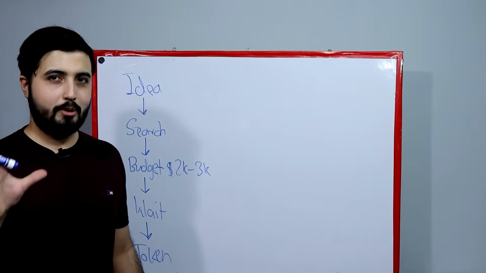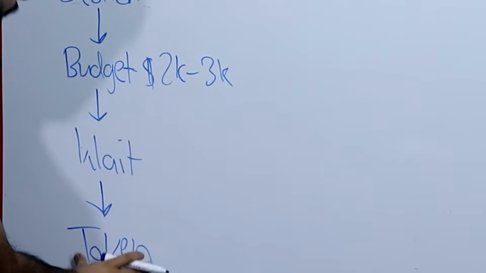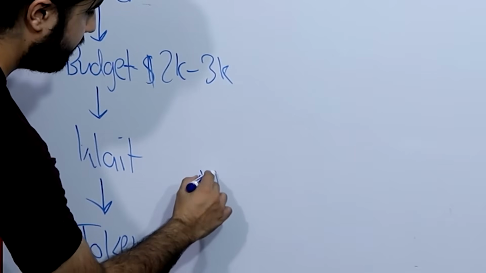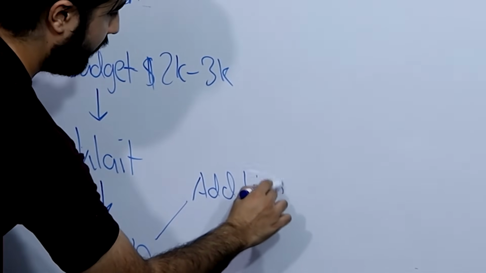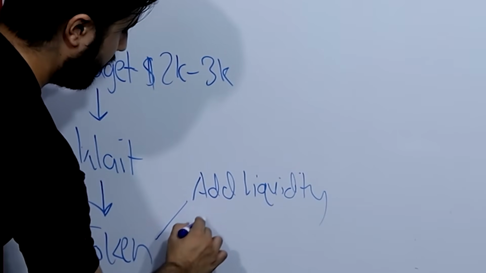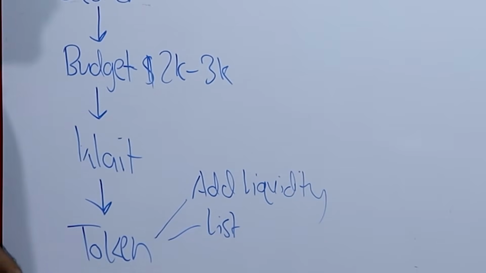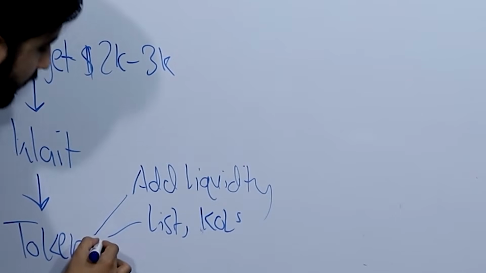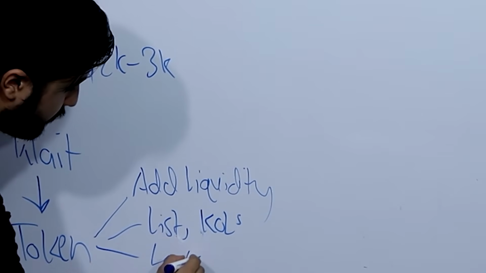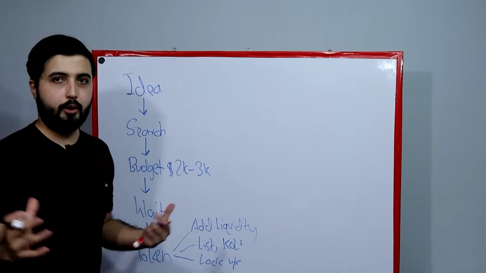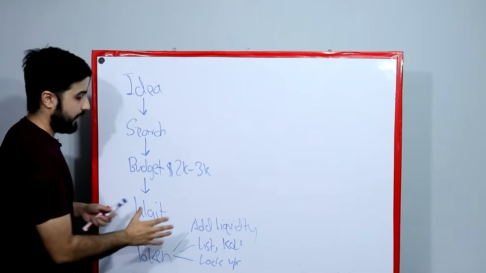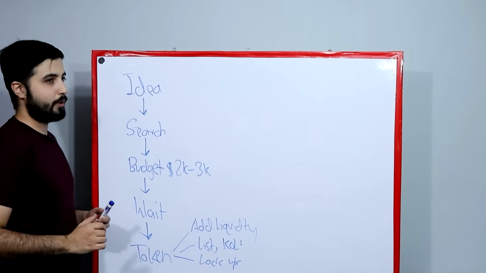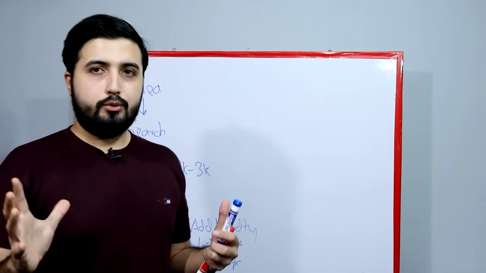Now it doesn't just stop there, because once you have this token, there are newer steps involved. For example, you have to add liquidity. You have to list the token on exchanges. You have to hire influencers to promote your project. If necessary, you also have to do some lockups of the liquidity pool or team allocation. And all these different processes require a higher budget, and you have to wait more. So it makes it really difficult.